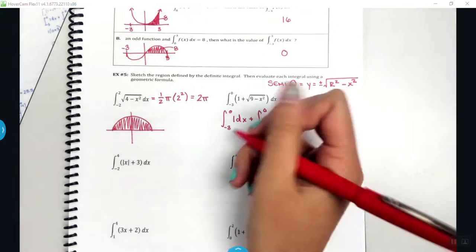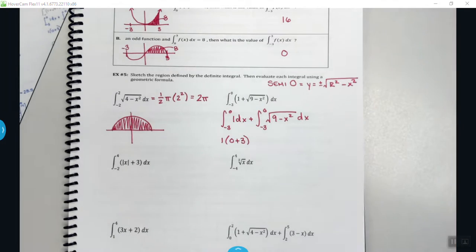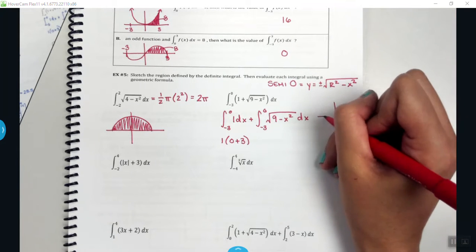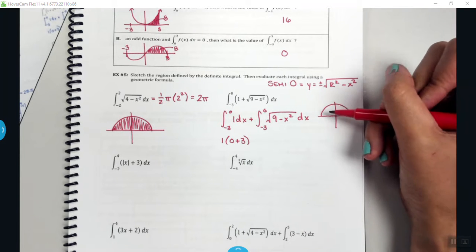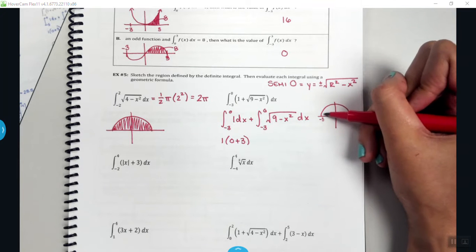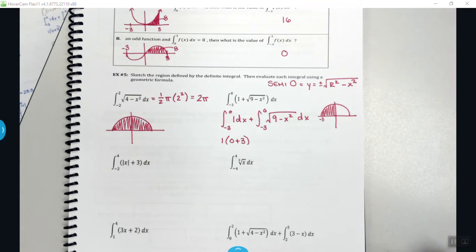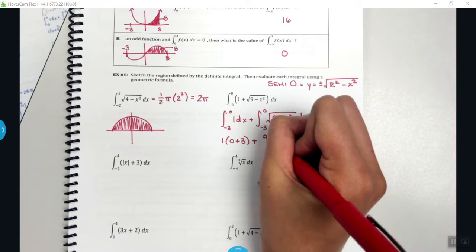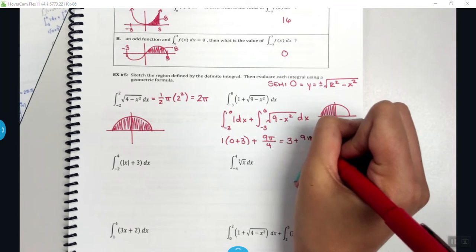This one is 1 times 0 minus negative 3, so 0 plus 3. And then this one is an equation of a semicircle, positive, radius 3, but we're only going from negative 3 to 0, so we only want this section. So that would be 9 pi over 4. So our answer would be 3 plus 9 pi over 4.